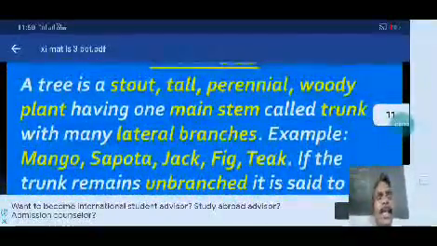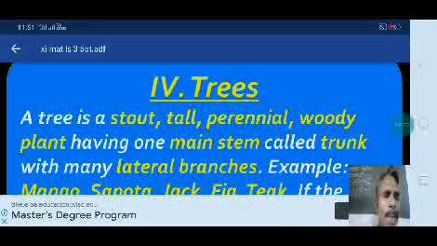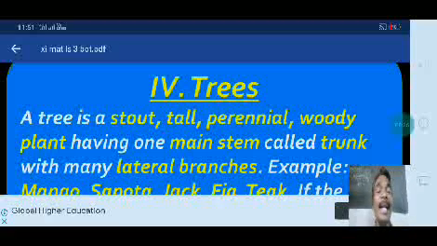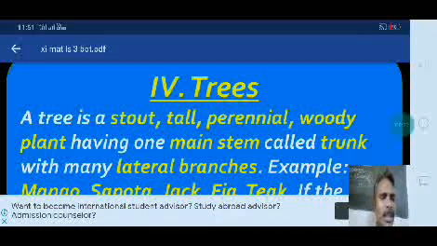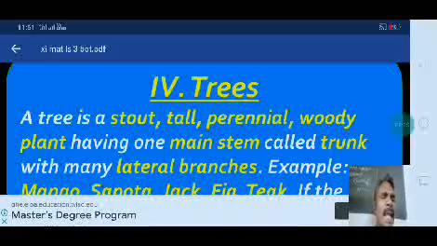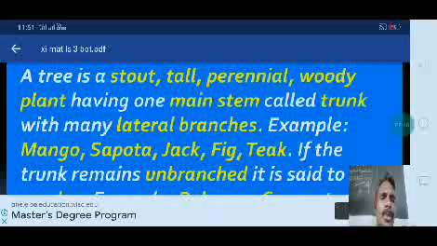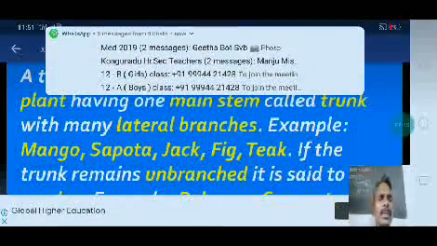Okay, the next one, trees. A tree is a tall, perennial, woody plant having one main stem called a trunk. The main stem is called the trunk region, as an elephant also has a trunk. The trunk portion has many lateral branches. Example, mango, sapota, jack, fig.